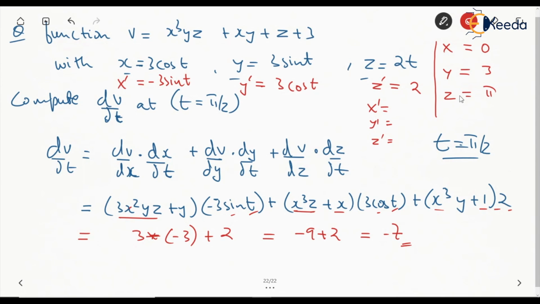Right? So for all the terms which have x, we have directly made it 0. And other than that, sin t will be 1 and cos t will be 0 for t equal to pi by 2. So this is the answer.